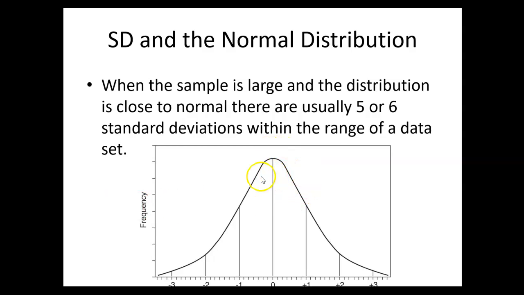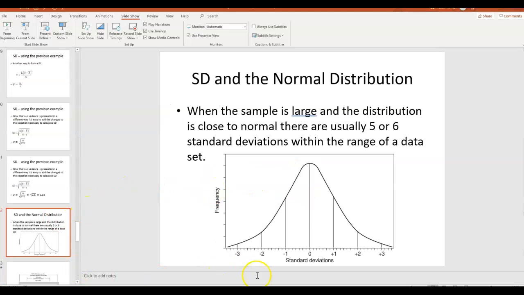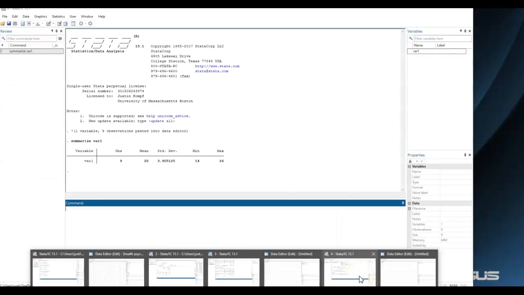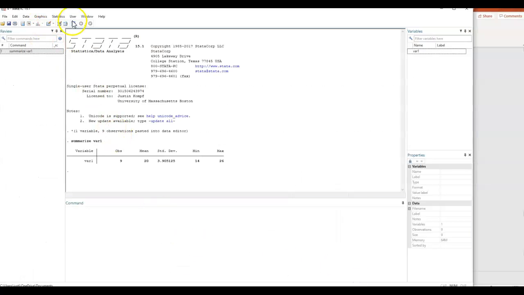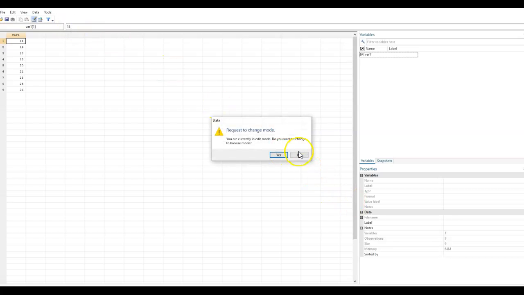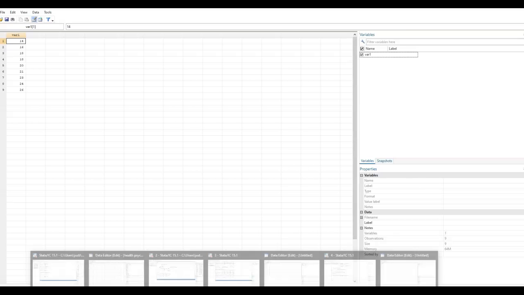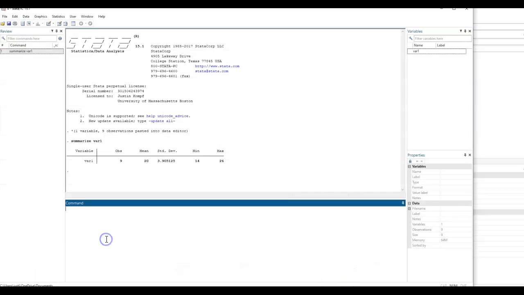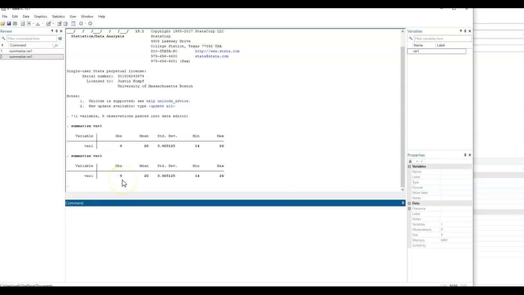So let me show you this. If we had a set of data, as you can see, we just have 9 different numbers. We have 14, 16, 18, 18, 20, 21, 23, 24, and 26. Now, if we took this and just did summarize, and then we just did var1, which stands for variable 1, we would get a lot of the information that we would have gotten by calculating this by hand.